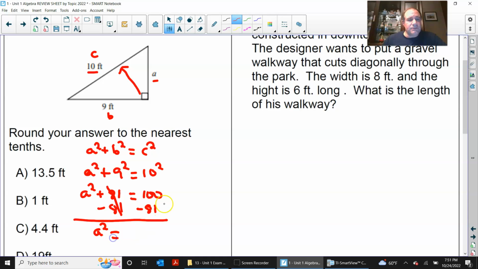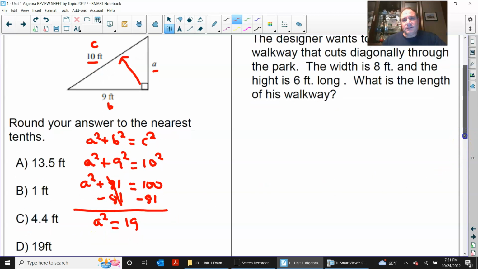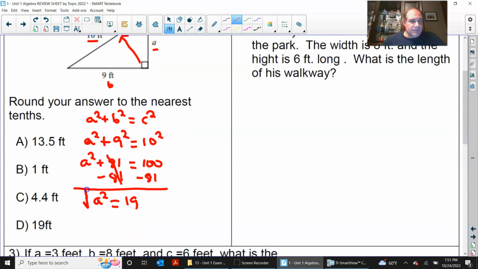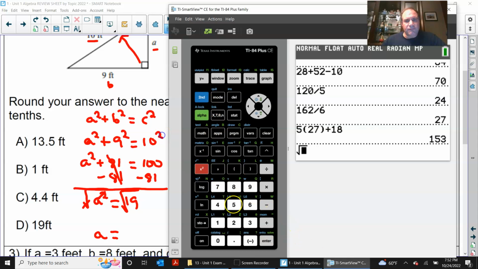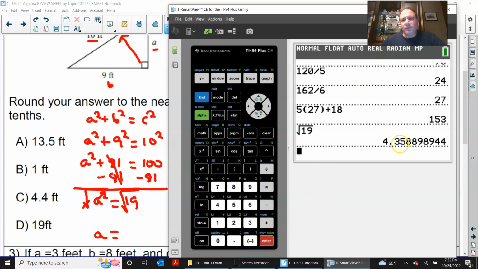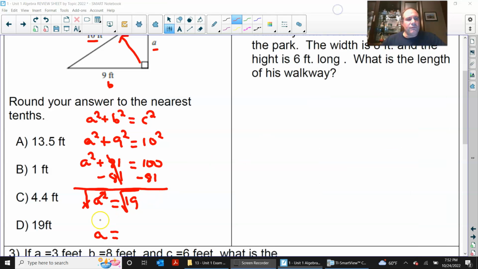A squared equals 19. The opposite of squared is square root, so I'm going to square root both sides and cancel that out. A equals, the square root of a squared is a, and then I'm just going to take the square root of 19. I'm going to press second function and square root 19, and then press enter. You get 4.35.